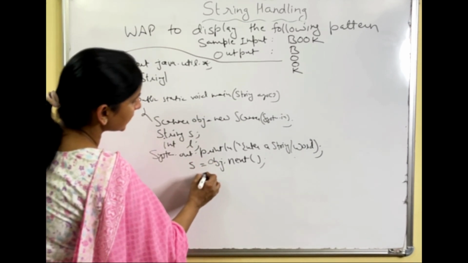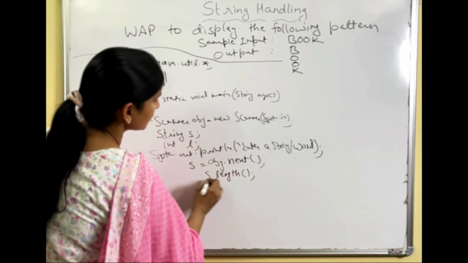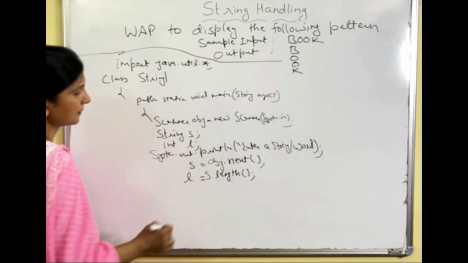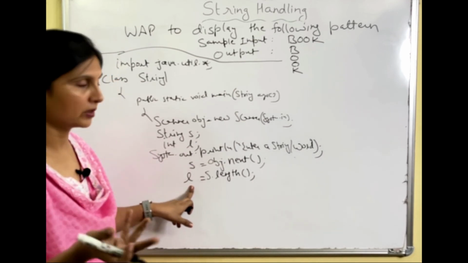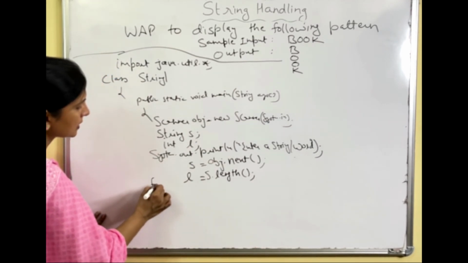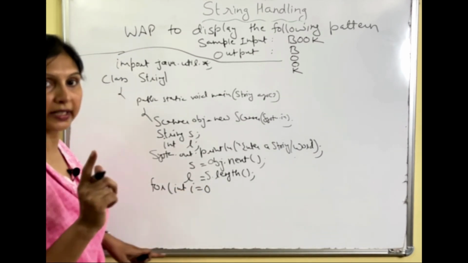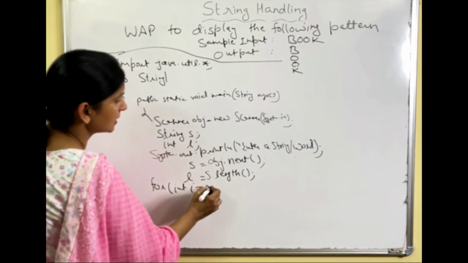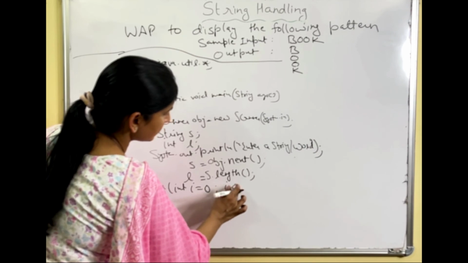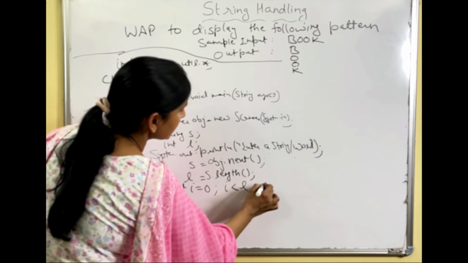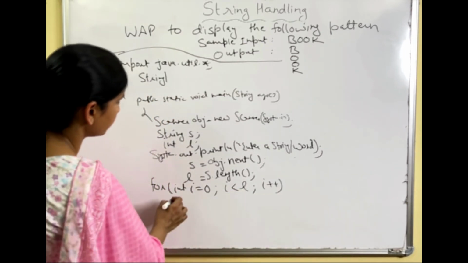Now we need to find out its length. How will you find out its length? By using the length method, s.length, and we will assign it into l. So what will l be? If you are giving book, l will be 4. Now we will use the loop, for int i equals 0. Why start from 0? Because the index starts with 0 only. i less than l, i plus plus. So the loop will go from 0 to l.